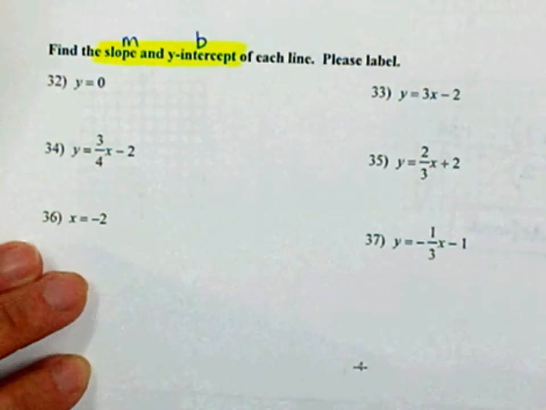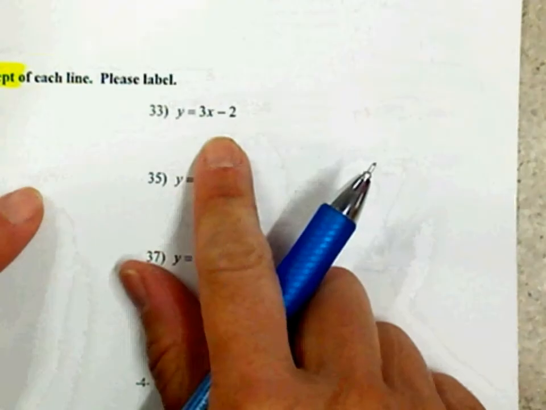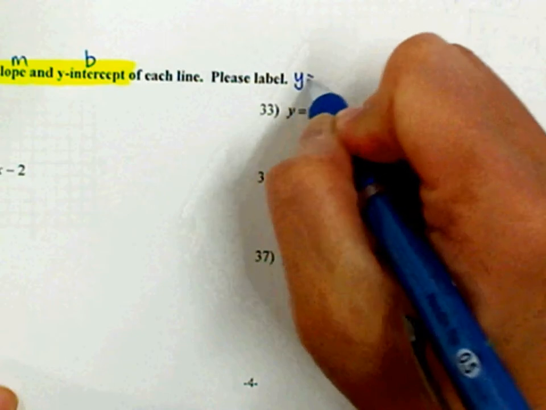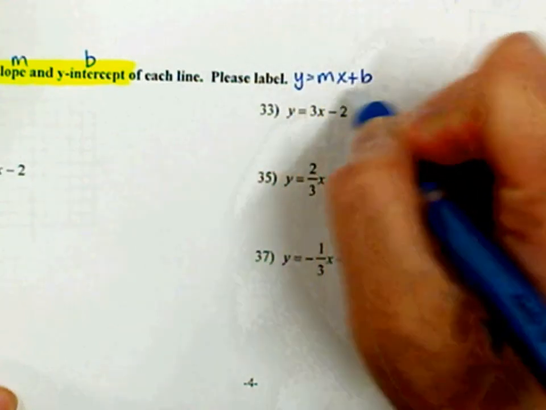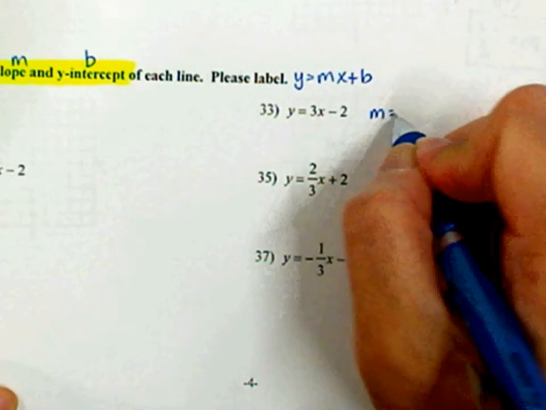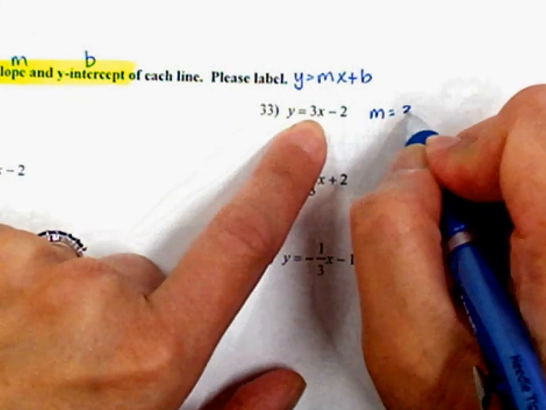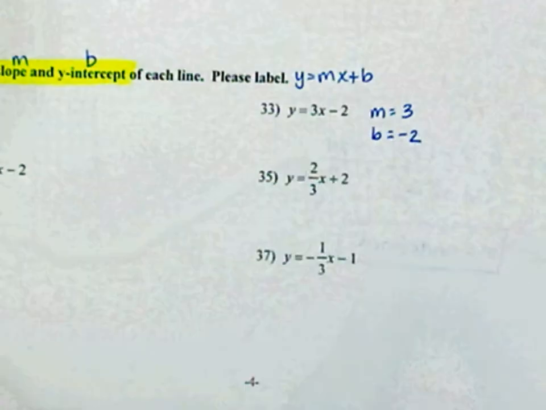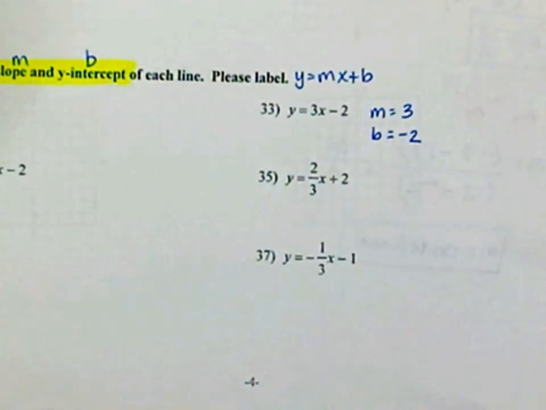So we're going to start off at number 33. Your slope, remember how it looks like this? Your M is always in front of the X, okay? So what is your slope for number 33? Slope is 3. Y-intercept is -2, just like that. It has to be in slope-intercept form.